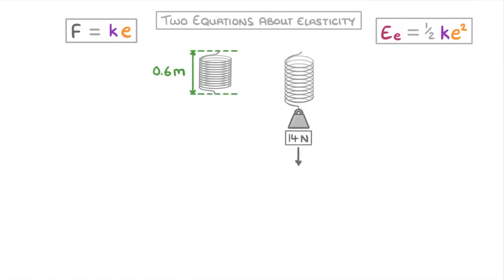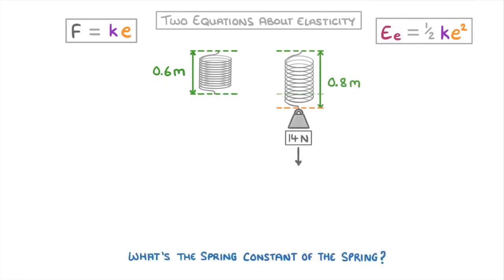To see how these equations work, let's try a couple of examples. Imagine this spring has a natural length of 0.6 meters. But when we apply a force of 14 newtons, it stretches to 0.8 meters. What's the spring constant of the spring? Well, first we need to figure out what's going on. As the spring has stretched from 0.6 to 0.8 meters, we can find this extension by subtracting 0.6 from 0.8, which gives us 0.2 meters.